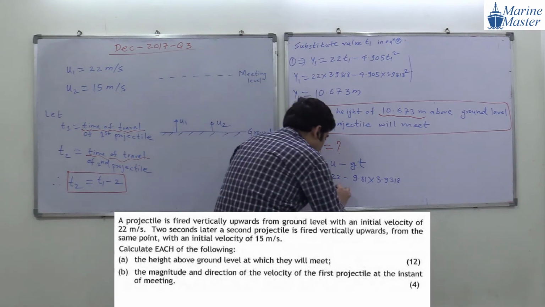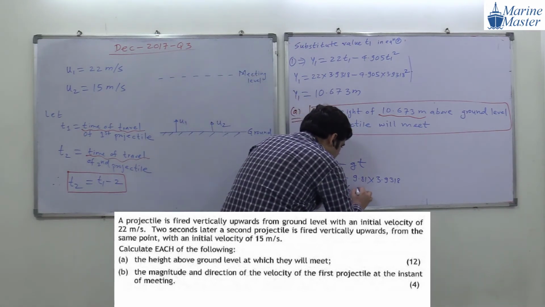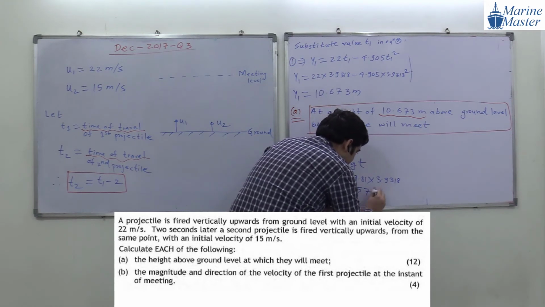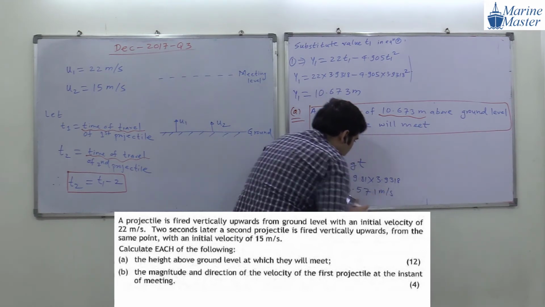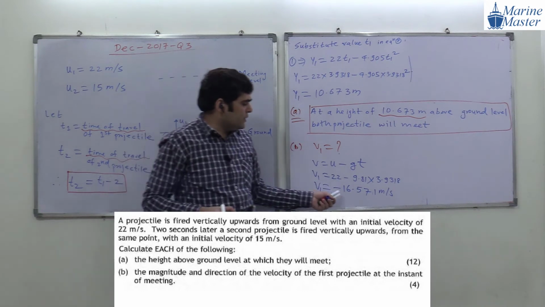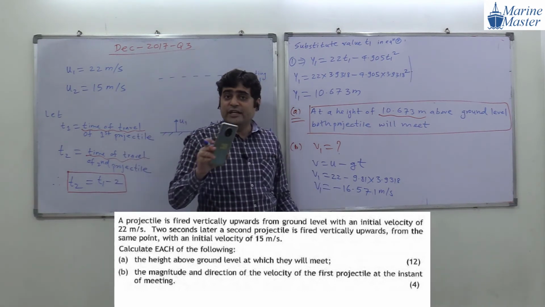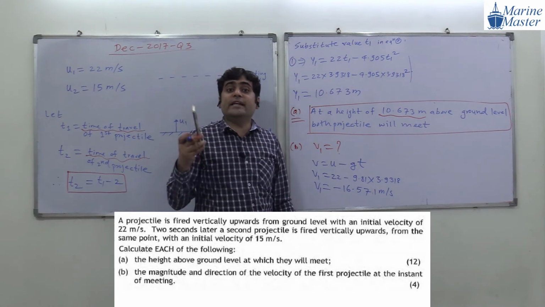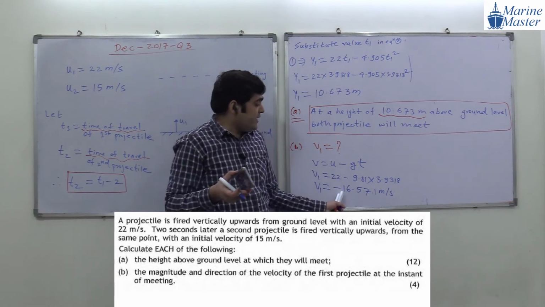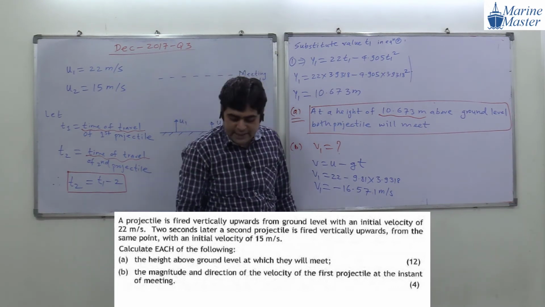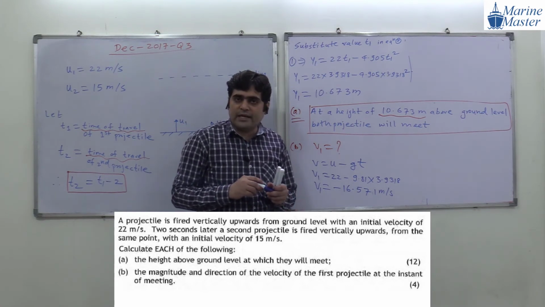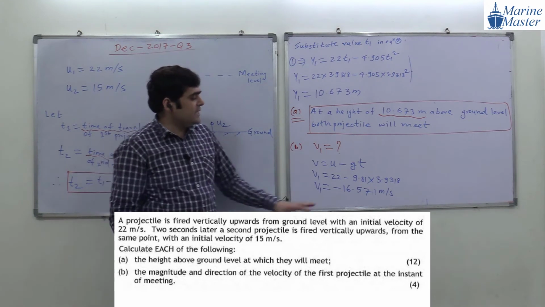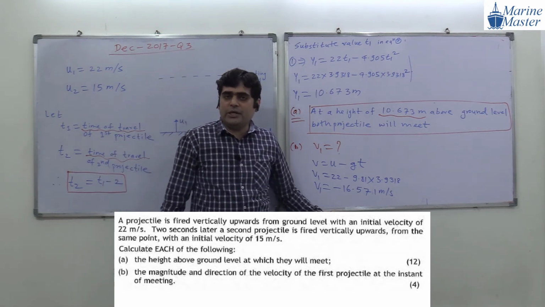Don't worry about the negative value. What is the meaning of negative in the vertical direction? If the value is negative, it doesn't mean retardation. Retardation applies in the case of acceleration: if acceleration is negative, then it is retardation. But if velocity is negative in vertical motion, in a gravitational field, what does it mean? I explained to you some.